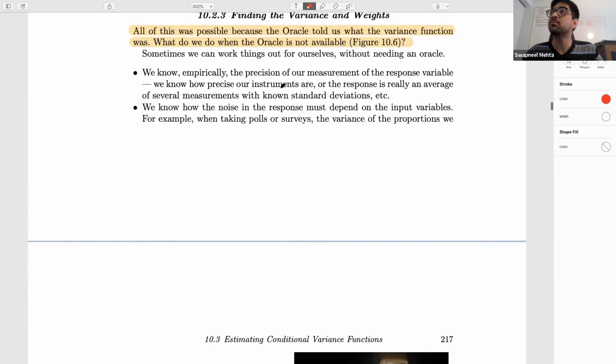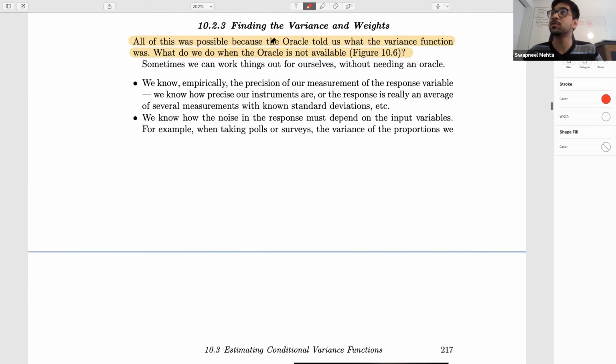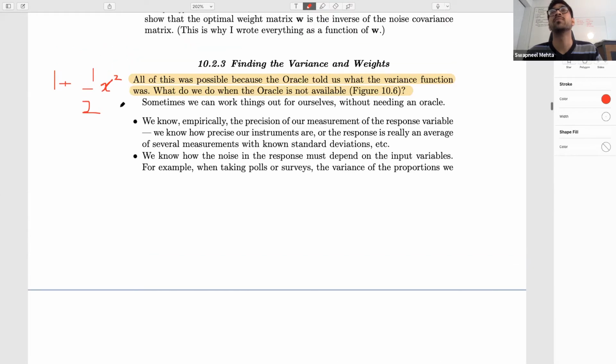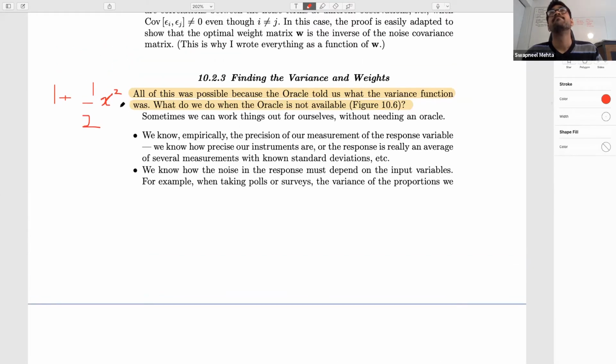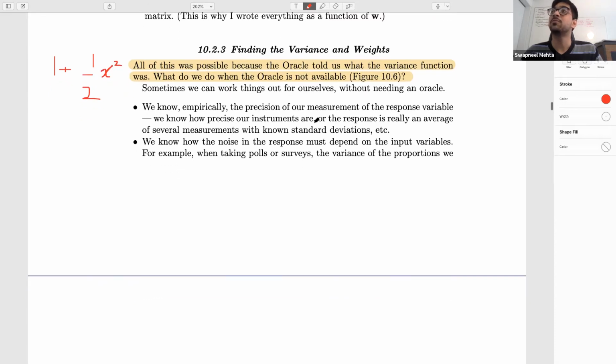So back to the top, all of this was possible because the oracle told us what the variance function for the noise was, right? Someone told us that, okay, use this for your noise variance and you will magically end up with the right model, right fit. But what if we don't know this? Do I want to get into parametric, non-parametric models, right? He does mention non-parametrics.